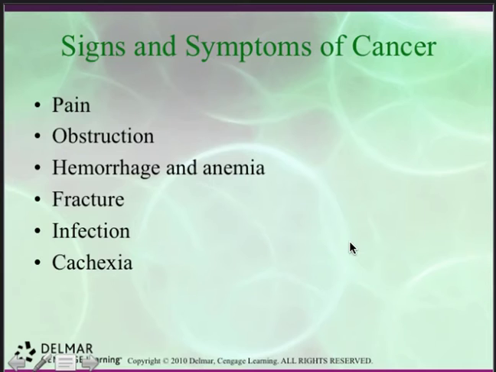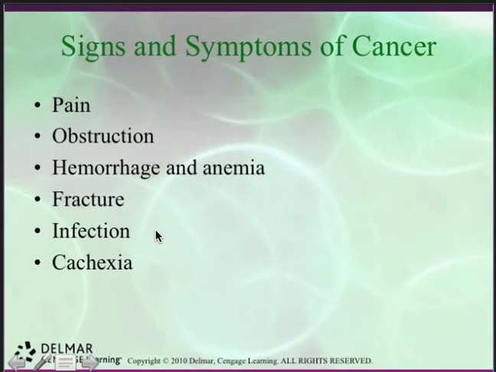Signs and symptoms include pain, obstruction, hemorrhage and anemia, fracture. Sometimes when you have cancer in the bone, the bone can become brittle at the site of the osteosarcoma, and this can result in what's called a pathologic fracture, where we don't realize we have the condition until we actually see this break.